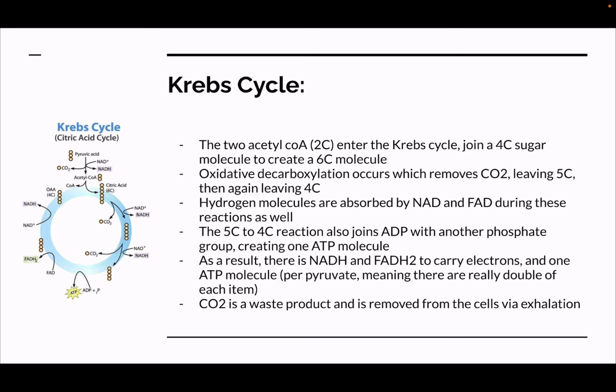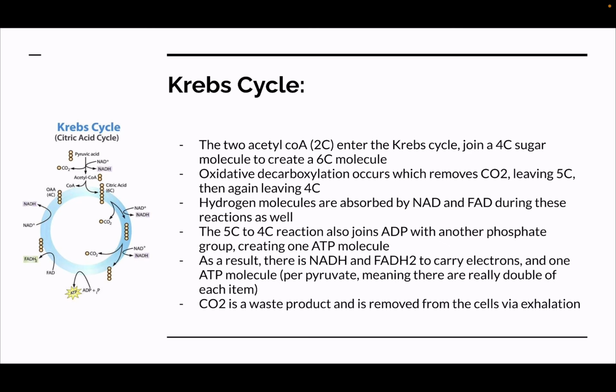It starts with the 2 acetyl-CoA, which are 2C molecules, entering the Krebs cycle, and they join a 4C sugar molecule to create a 6C molecule. Oxidative decarboxylation occurs, which removes CO2, leaving 5C, and then it happens again, leaving 4C. At the same time, hydrogen molecules are absorbed by NAD and FAD, and those become NADH and FADH2 respectively.